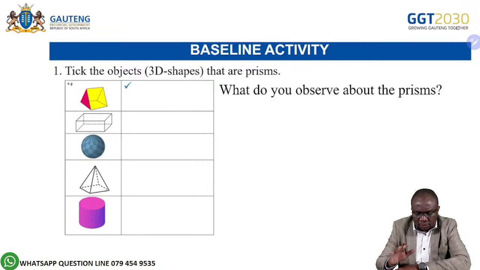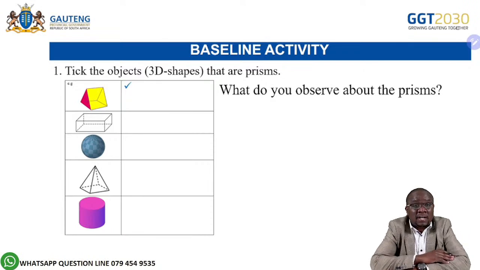Don't worry about what you observe about the prisms. We're going to answer that once you have done the ticking. Let me give you just 1 minute to do the ticking. Tick the objects that are prisms. Let's do that for 1 minute.